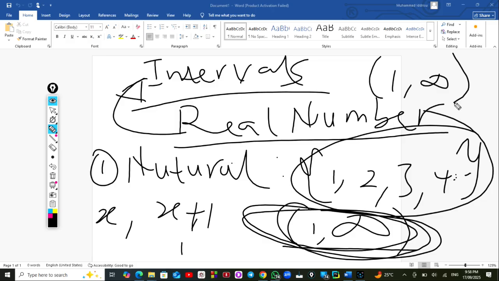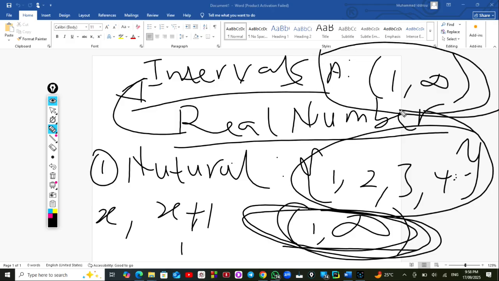So this set, maybe this is set A, is not the same as the set of natural numbers, because the set of natural numbers are counting numbers 1, 2, 3 up to infinity. Let's not confuse the natural numbers with this guy, set A, the open interval 1 to infinity. The natural numbers are countable, but this set A is uncountable.